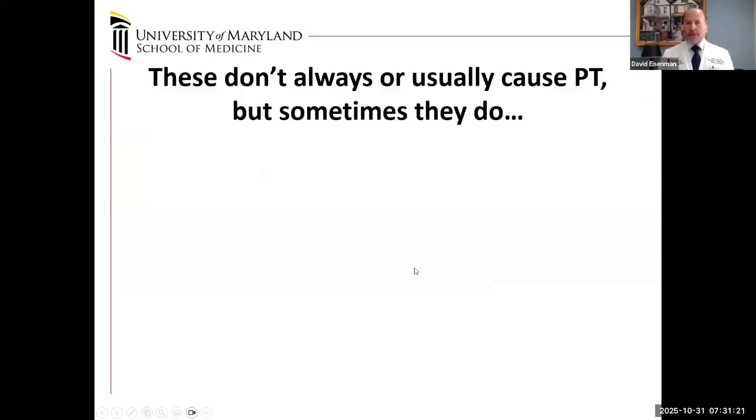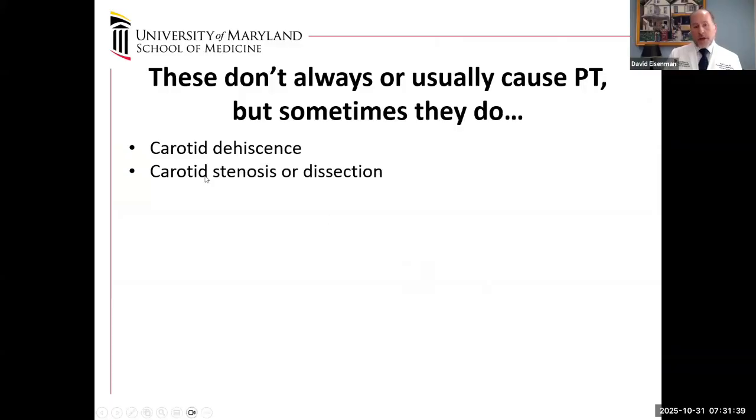So this gives you a good explanation for why there are so many things that we see that don't usually cause pulsatile tinnitus, but sometimes they can. I have never resurfaced a carotid for pulsatile tinnitus, but there are people who have, and it has been successful. But we see carotid dehiscence on a daily basis that is asymptomatic. Carotid stenosis, hundreds of thousands of people walking around with atherosclerotic disease in their carotid artery. Most of them don't have pulsatile tinnitus, but some of them do.